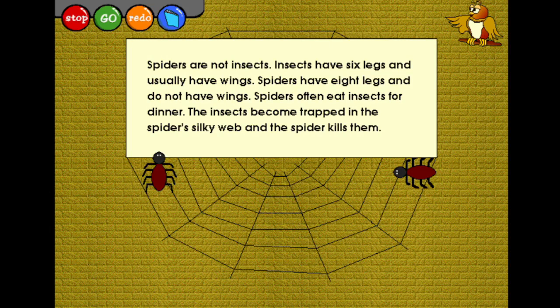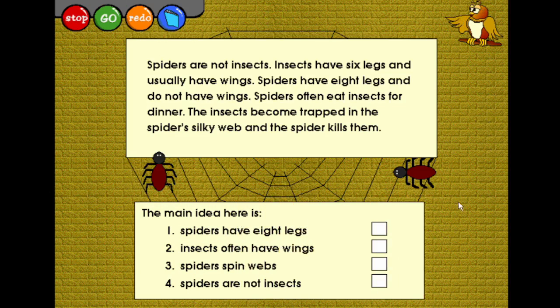Read this information about spiders. Click on the book to hear it read. Click on Go to continue. Spiders are not insects. Insects have 6 legs and usually have wings. Spiders have 8 legs and do not have wings. Spiders often eat insects for dinner. The insects become trapped in the spider's silky web and the spider kills them. Read the question and click on the answer you think is correct.